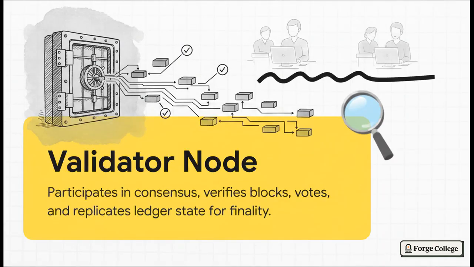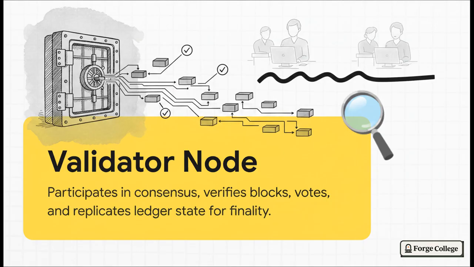And finally, we have the validator. So if the RPC node is the receptionist and the leader is the shift manager, the validator is the back office auditor. The validator is this really diligent, heads-down worker who is participating in the heavy lifting of the consensus protocol. They receive the blocks produced by the leader, independently verify the transactions, vote on them, and then replicate the ledger state. They are completely 100% removed from front-end customer service.